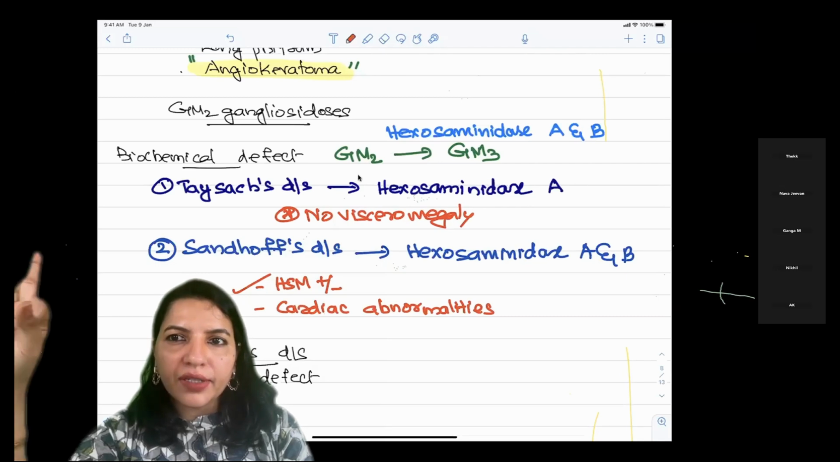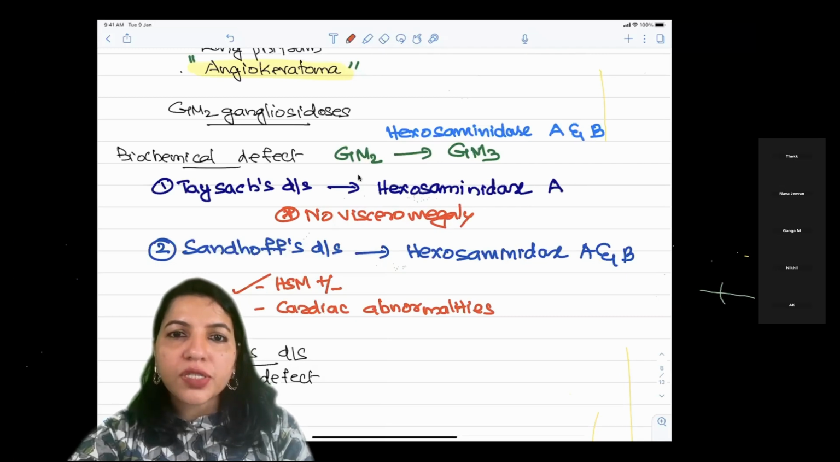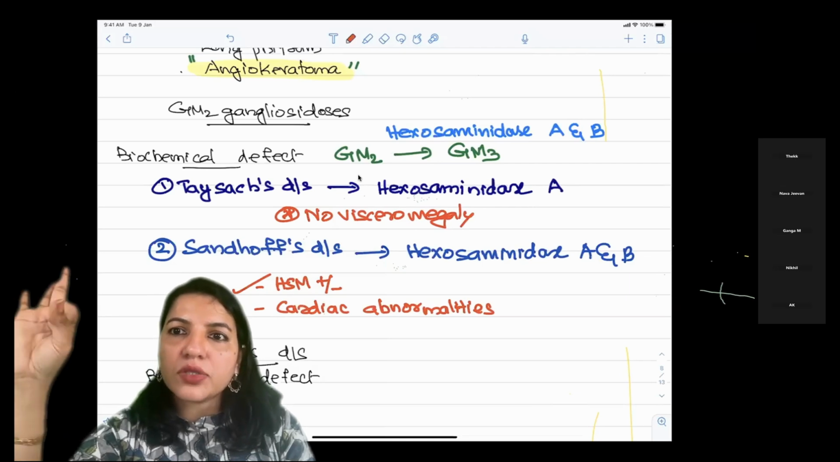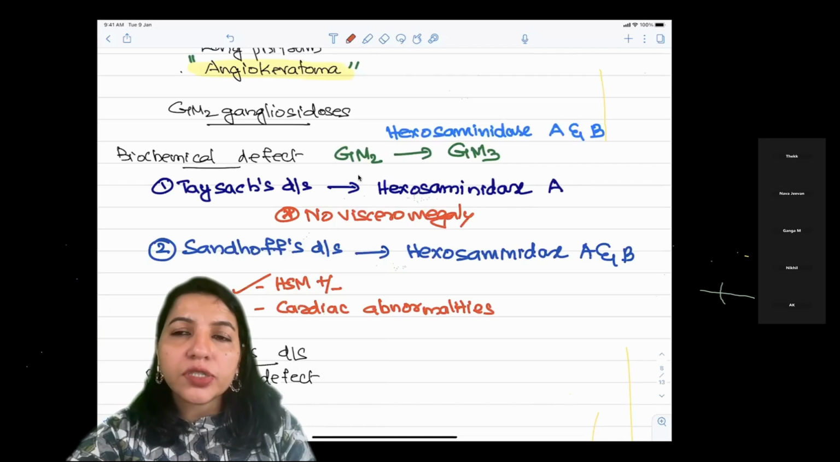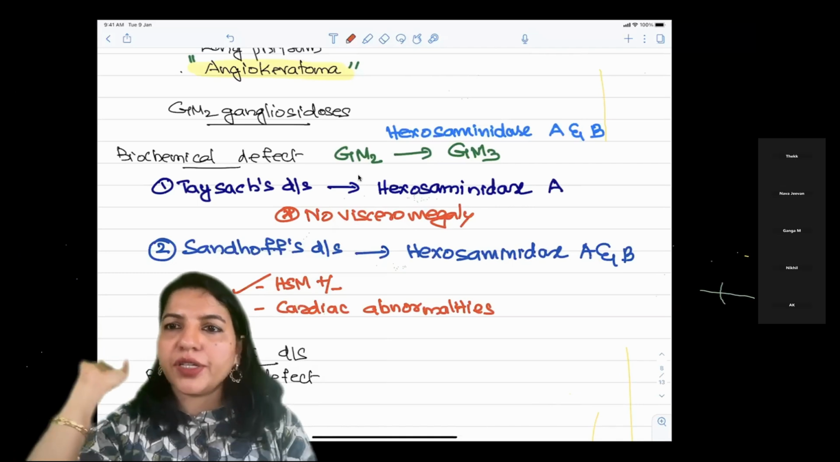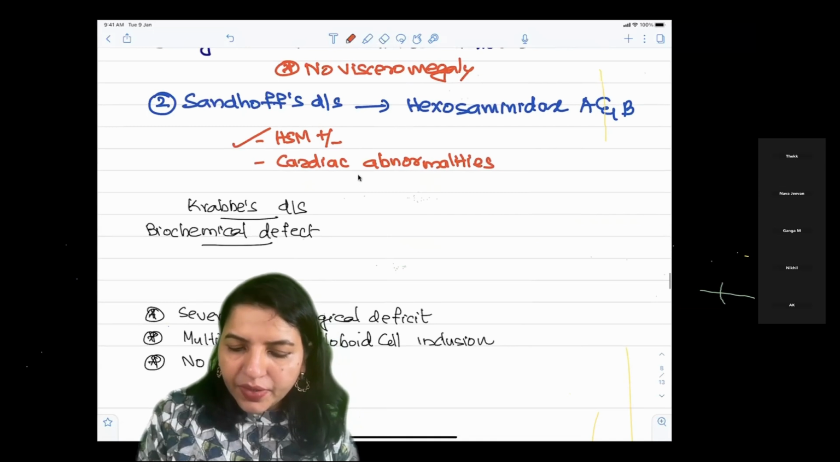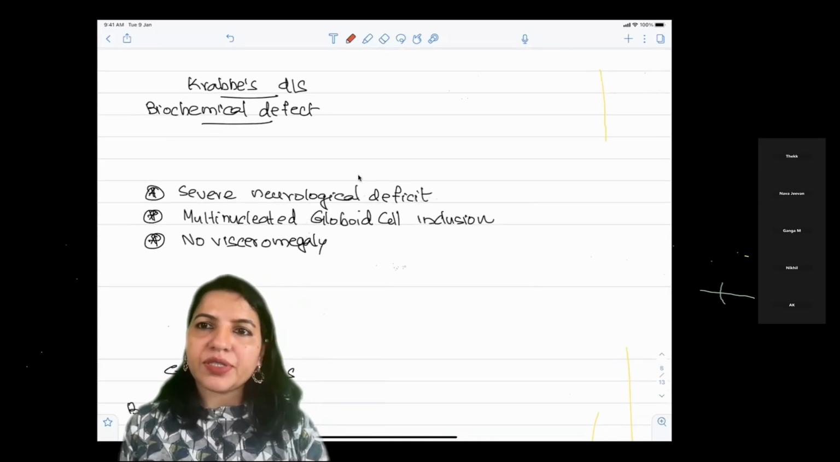Okay. Then what you have to learn is no visceromegaly. Yes, Tay-Sachs, no visceromegaly. Angiokeratoma, if I say that, what disorder should come to your mind? If I say angiokeratoma, which name? GM1. Okay, right. Now we go to Krabbe disease.